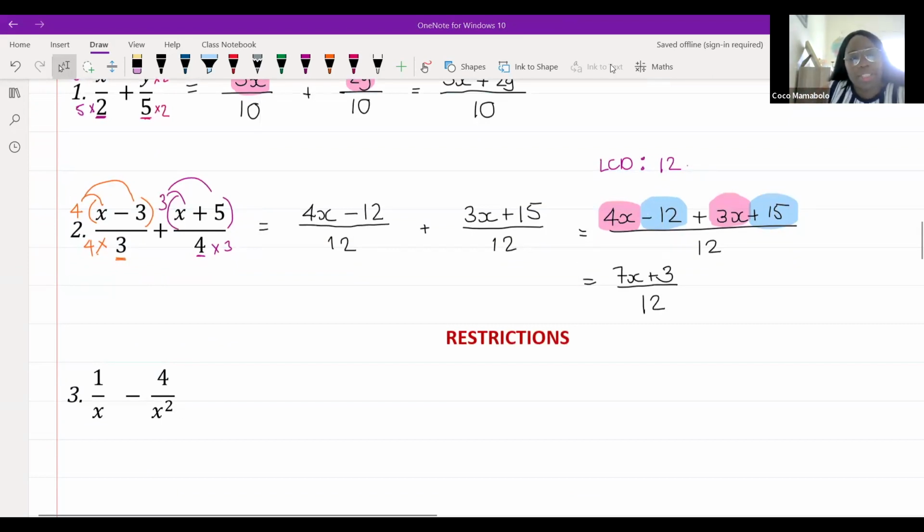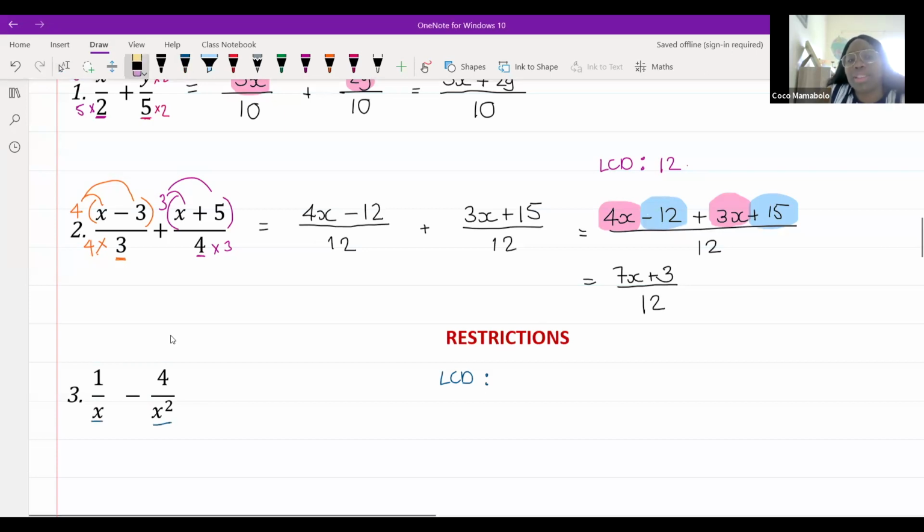Our example now says 1 over x minus 4 over x squared. Now, I noticed that I'm going to have to find an LCD. How do I know that? There's a minus in between my two fractions. If there's a plus or a minus, I must always look for an LCD. So I'm going to go LCD. Now, I have a choice. My LCD is either going to be x or x squared.